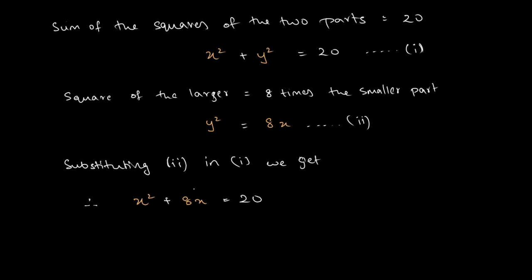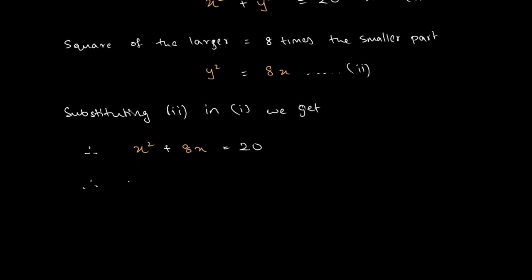Now if you can see, it's just an equation with one single variable x and the highest power of it is 2. So it's already a quadratic. Let's write that down in our standard form. We have first term x squared, second term plus 8x. Let's bring the 20 from the right to the left.